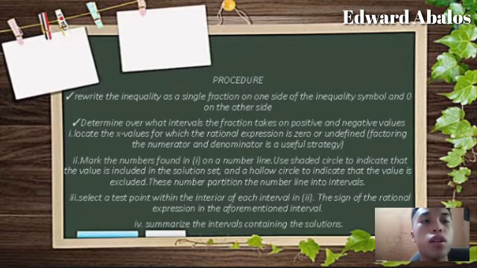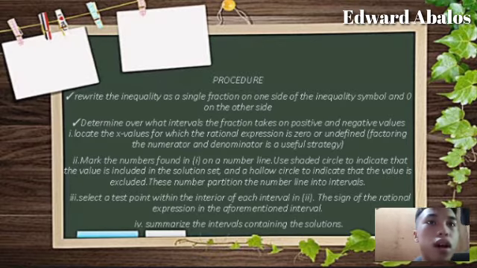Procedures of solving rational inequalities. First, rewrite the inequality as a single fraction on one side of the inequality symbol and 0 on the other side. Second, determine over what intervals the fraction takes on positive and negative values. Locate the x values for which the rational expression is 0 or undefined. Factoring the numerator and denominator is a useful strategy.